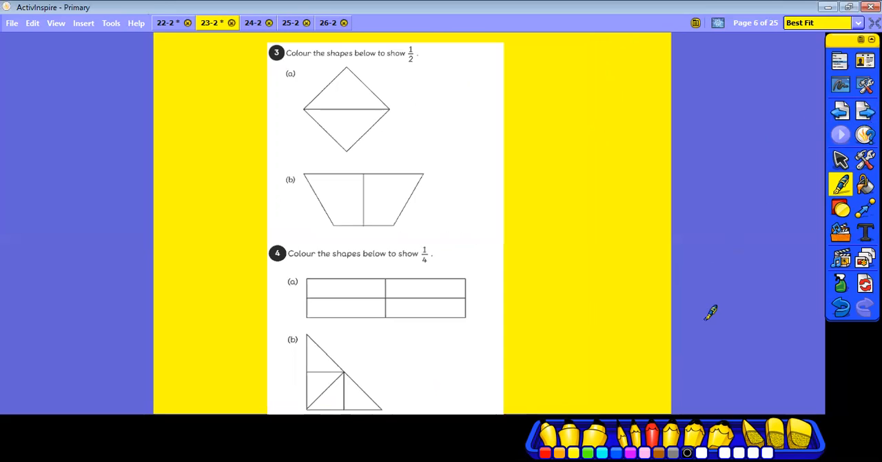And then question 3, colour the shapes below to show 1/2. So now you're doing the shading of the shapes. You can get your coloured pencils out if you wish. And then question 4, colour the shapes below to show 1/4 shaded. So have fun with your colouring pencils on those 2 questions.